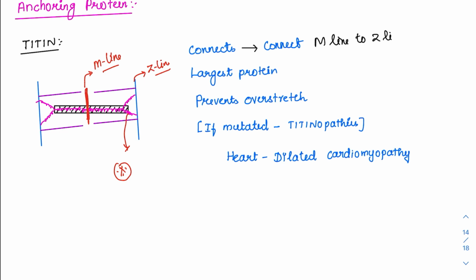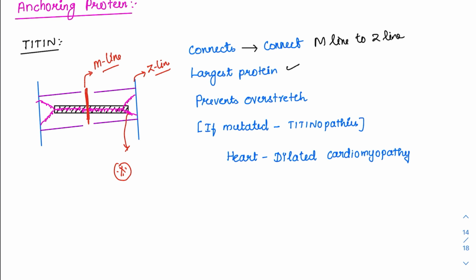It is a very large protein. Why does this protein have to be there? It is like a coiled wire. Whenever the muscle is being stretched, first uncoiling will happen. So the muscle is stretched, but whenever the muscle tries to overstretch, it will anchor and hold it. It will prevent the overstretch. Why don't we want overstretch? If overstretch is happening, the muscle's functionality will be affected.